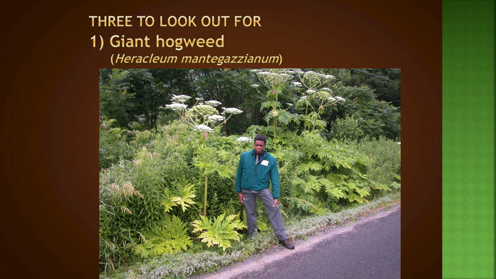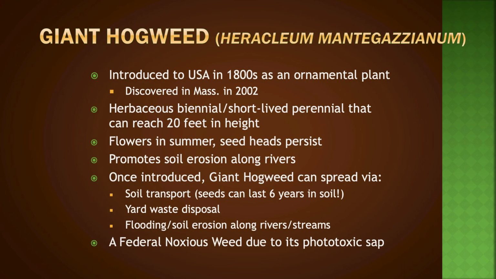Giant hogweed, next slide. That's my tall coworker, Trevor. Just to give you an idea about why giant hogweed is called giant hogweed. This is, again, something that was brought here because it was a weird ornamental looking plant for estate gardens. This is a biennial or short-lived perennial that can get up to 20 feet in height when it flowers.